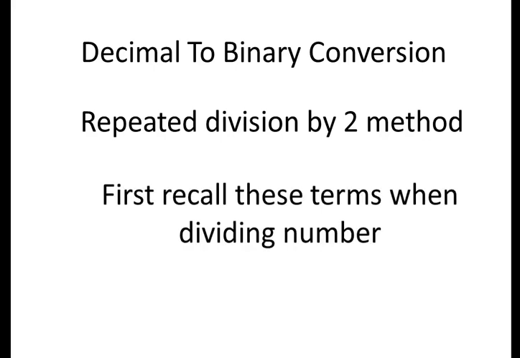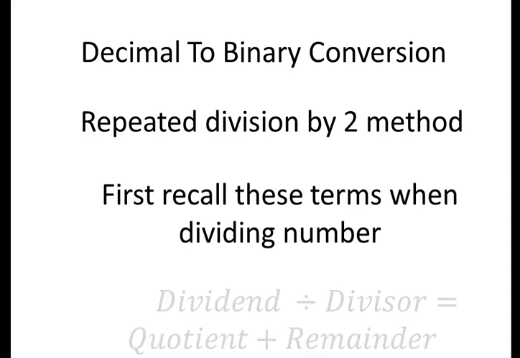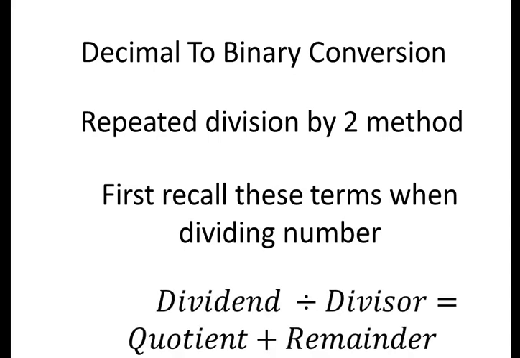First, recall some terms when dividing numbers. When we divide two numbers, like for example 9 divided by 4, 9 is referred to as the dividend and 4 is referred to as the divisor. When we divide these two numbers, we get a quotient of 2, because 4 goes into 9 2 times and leaves a remainder of 1, or 1/4 in this case, because we're dividing by 4.